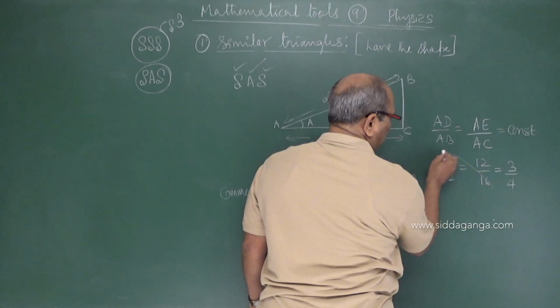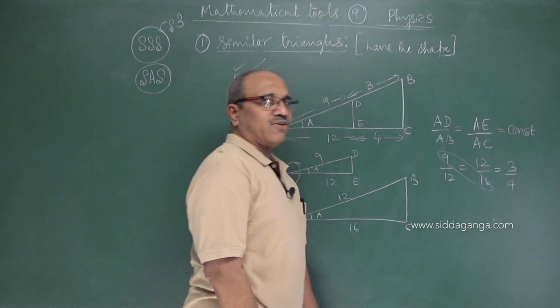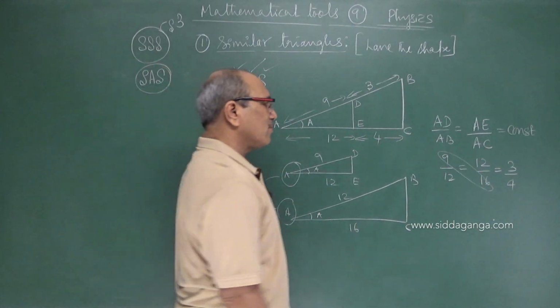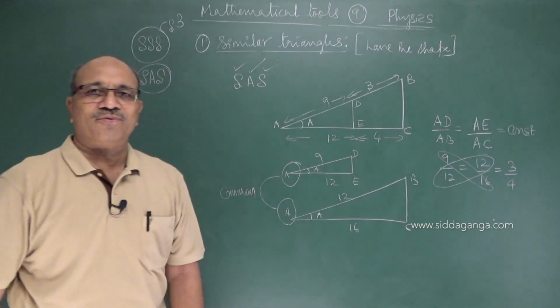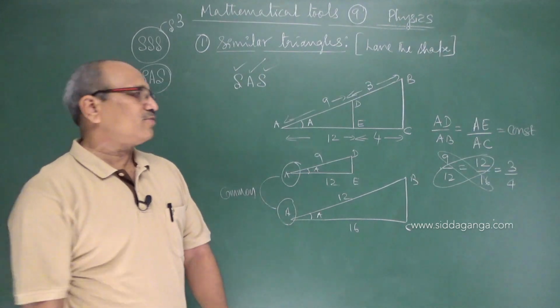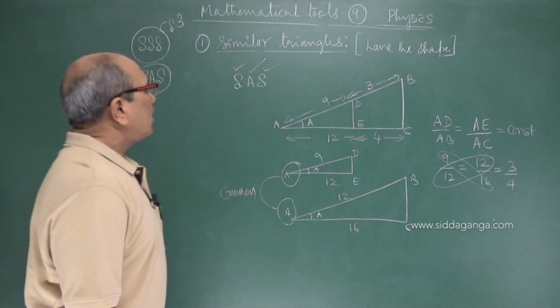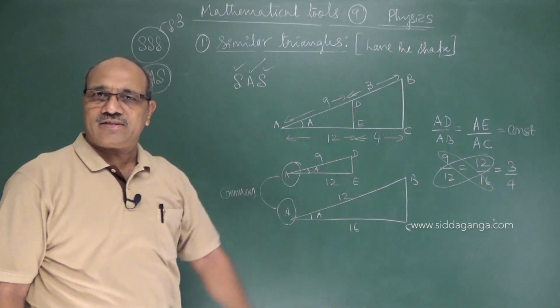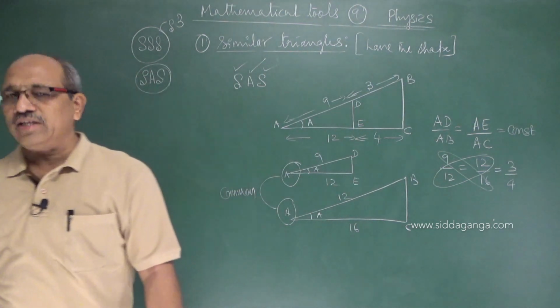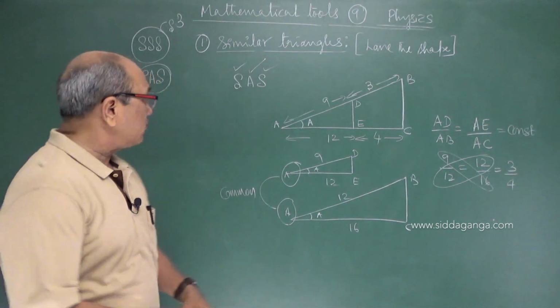Even if you multiply these two, 9 12s are 144. You multiply these two, 12 12s are 144. See the beauty in that. So under the SAS property also we can say the two triangles are similar triangles. Let us come to another one, and with that I conclude the class.